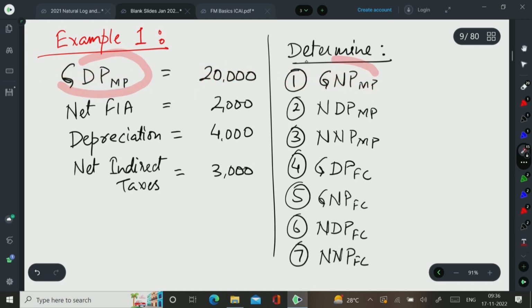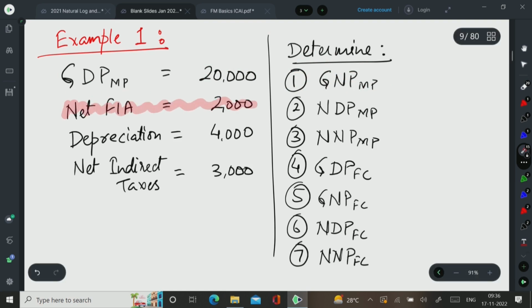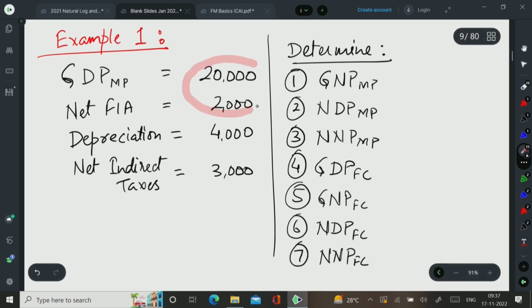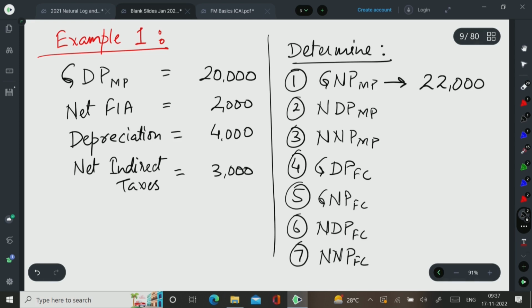From GDP at market price to GNP at market price, what you need to do? You need to convert domestic into national, and for that it is net factor income from abroad. This you should add to GDP at market price to get GNP at market price, and therefore this answer should be 20,000 plus 2,000. So this answer should be 22,000.